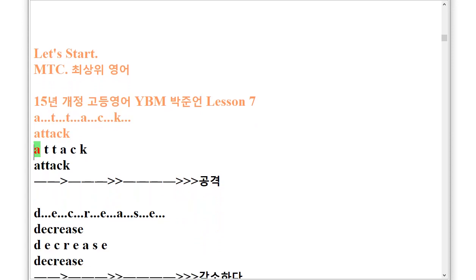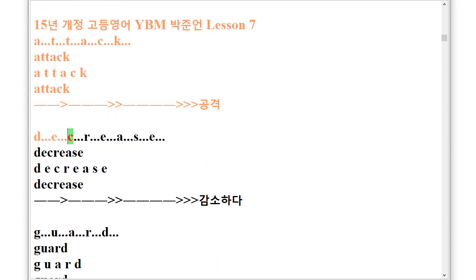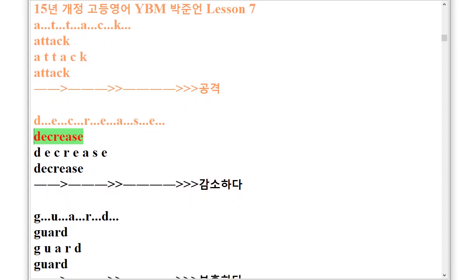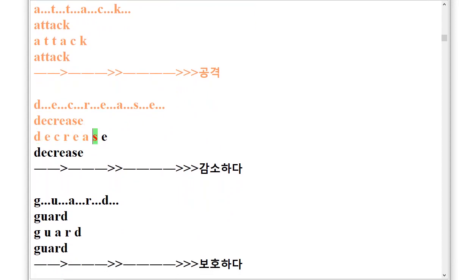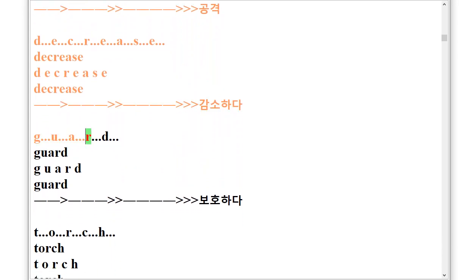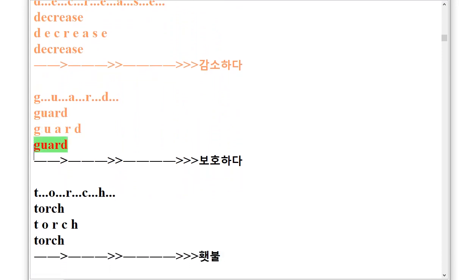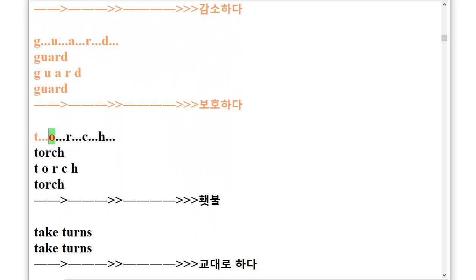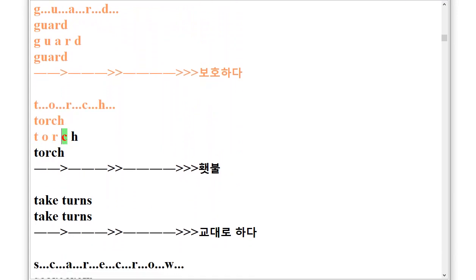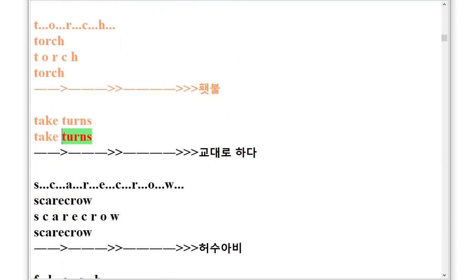Attack. A-T-T-A-C-K. Decrease. D-E-C-R-E-A-S-E. Guard. G-U-A-R-D. Torch. T-O-R-C-H. Take turns.